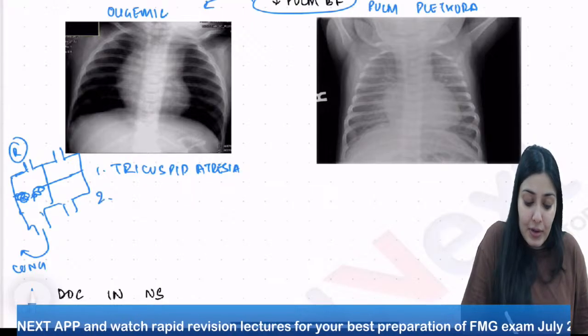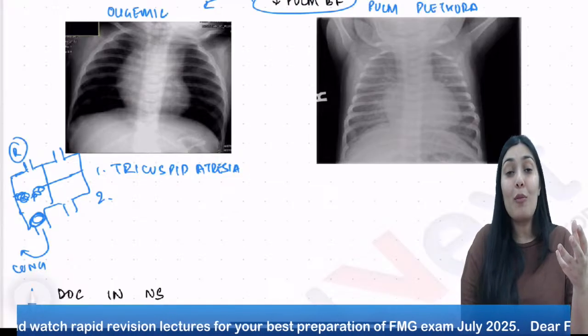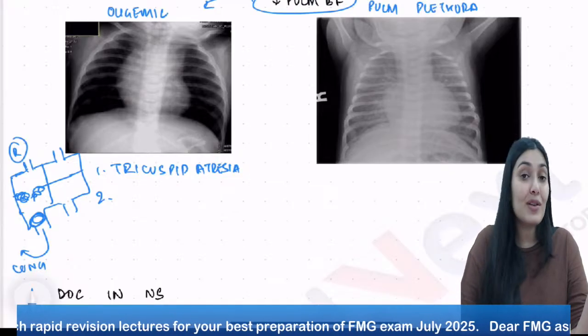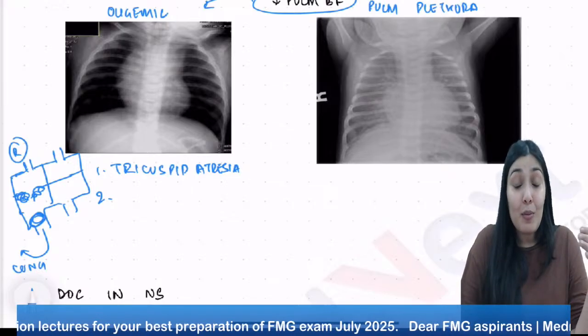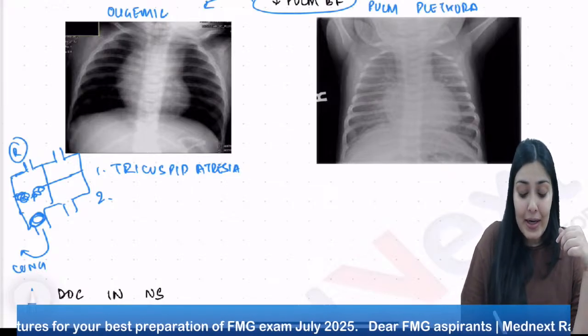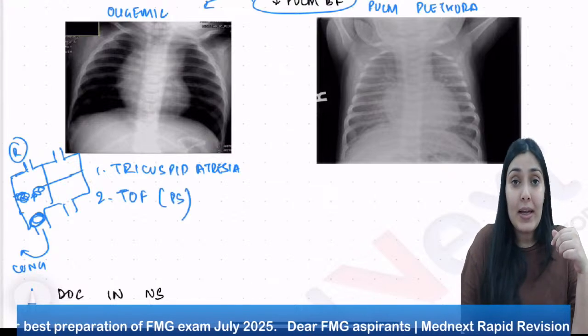What is the second condition? Where there will be pulmonary stenosis. Pulmonary stenosis is also a component of the tetralogy of Fallot, which is an important cyanotic heart disease. In fact, the most common cyanotic heart disease, right? So the second would be tetralogy of Fallot because of this pulmonary stenosis, right?